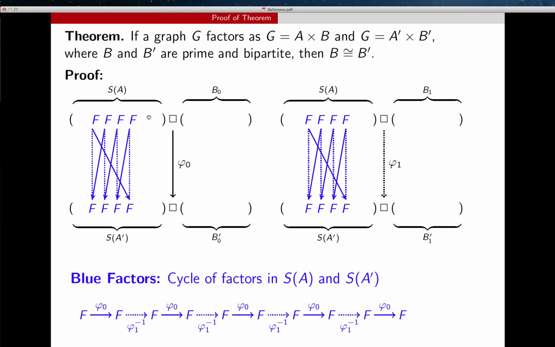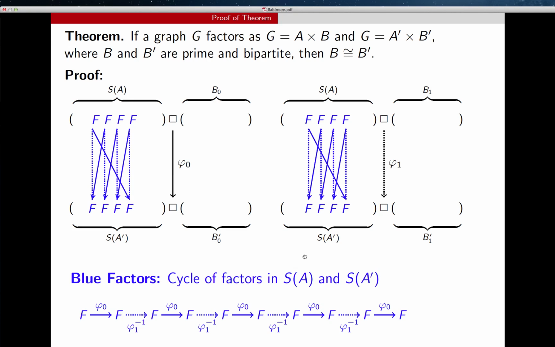Let me start over again. Blue factors have the property that if you apply phi naught to them, and then phi 1 inverse, and then phi naught, and phi 1 inverse, and so on, some even number of times, you get back to where you started. It forms a cycle of factors. Let's call all of those factors blue factors. And they're factors of SA and SA prime, as we can see here.